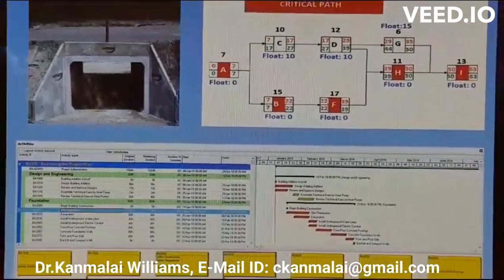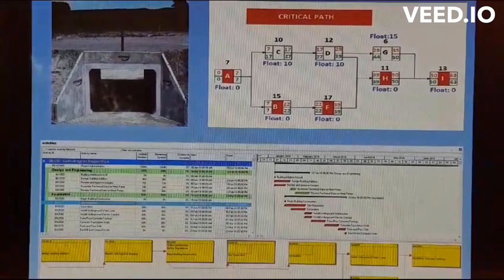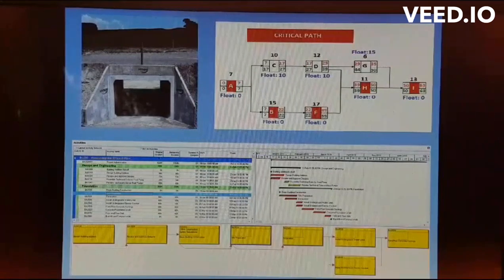Now I will summarize what we have studied till now. First, we have studied about the terms project and project management.